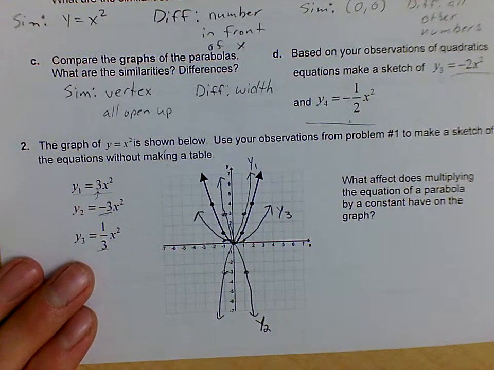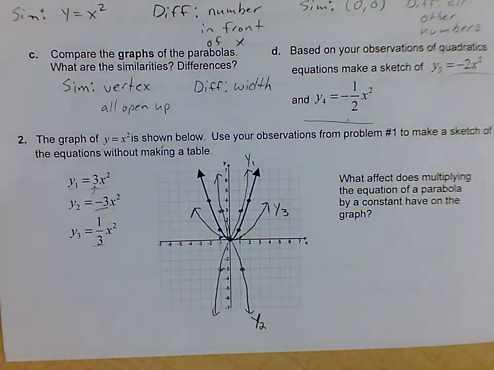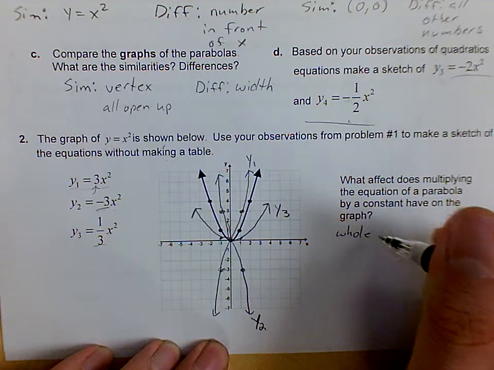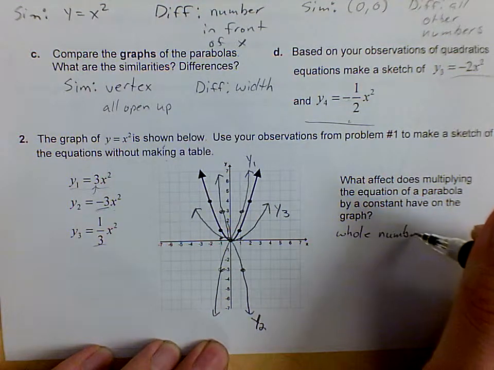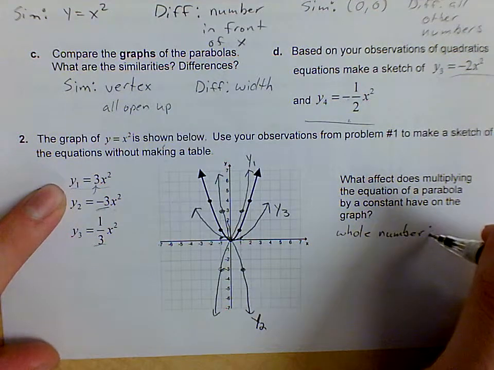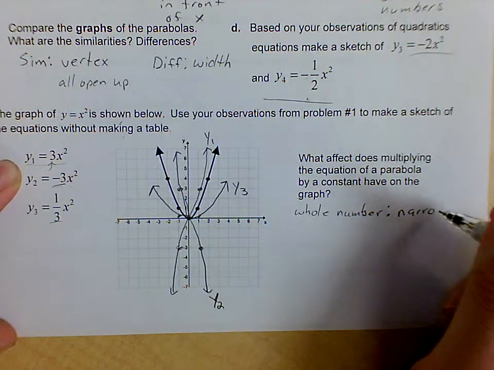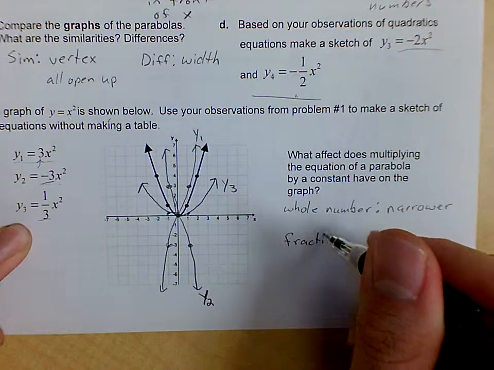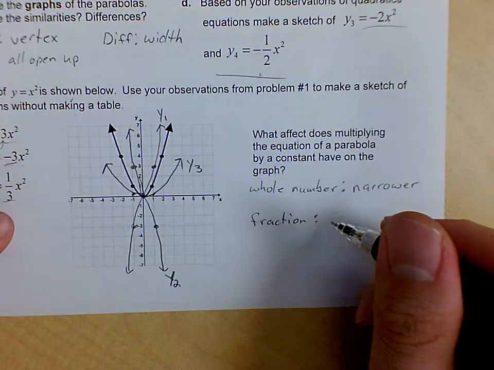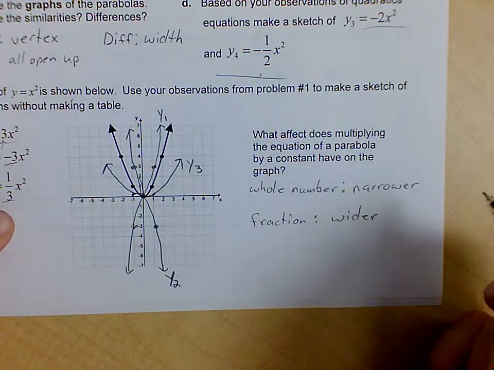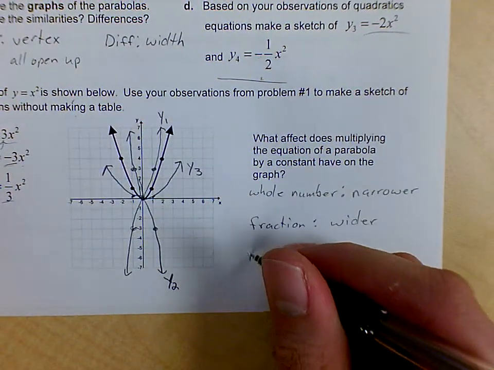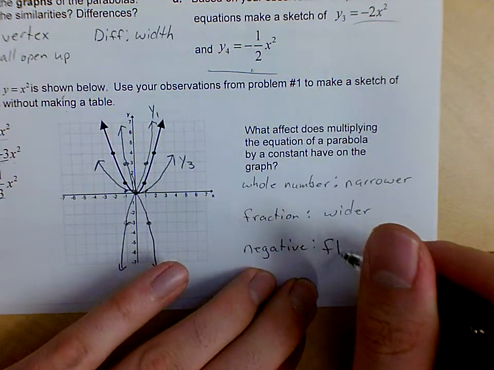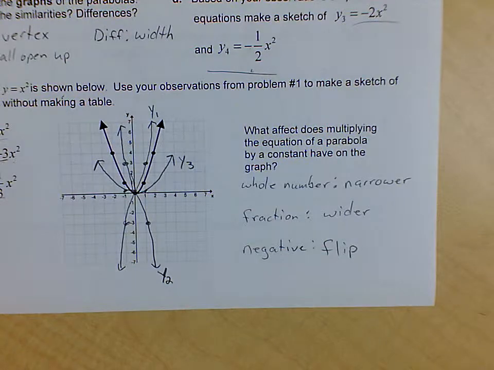So what effect does multiplying the equation of a parabola by a constant have on the graph? So a whole number, like in this example here, is going to make it narrower. A fraction is going to make it wider. And a negative is going to flip it. Makes it go upside down.